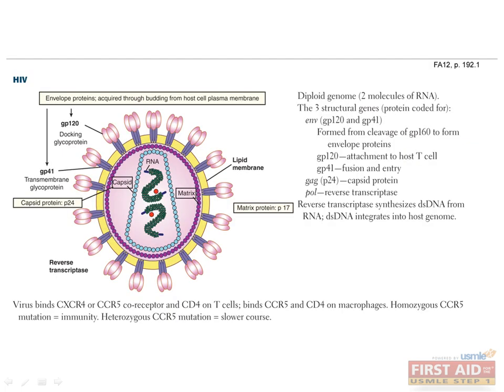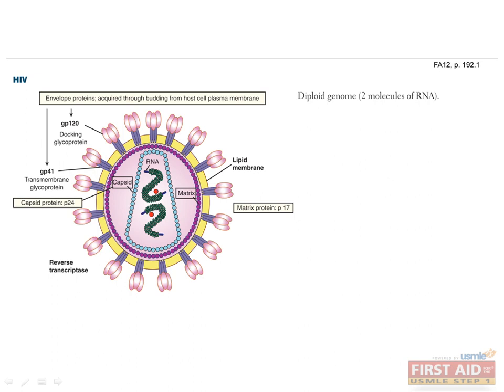Let's move on to our final RNA virus, HIV or human immunodeficiency virus. The genome of HIV consists of 2 identical subunits of single-stranded RNA, surrounded by a capsid and enclosed by plasma membrane of the original host cell, formed when the capsid buds from the host cell.